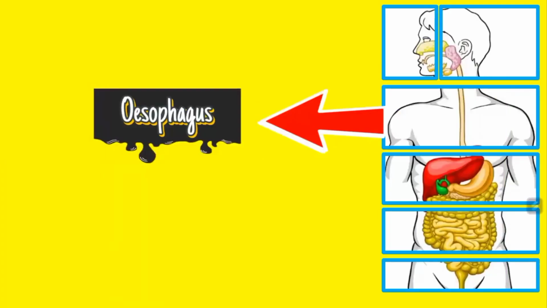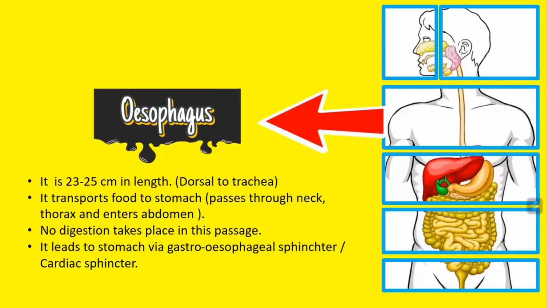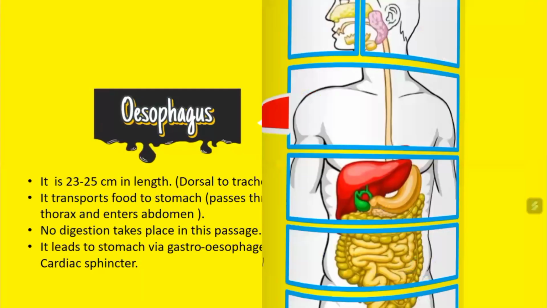Now, let's move to the esophagus. Esophagus is a 23 to 25 centimeter long tube running dorsal to the trachea, which transports food to the stomach. It passes through the neck, thorax, and enters the abdomen. No digestion takes place in this passage. It leads to the stomach via the gastroesophageal sphincter, also known as the cardiac sphincter.